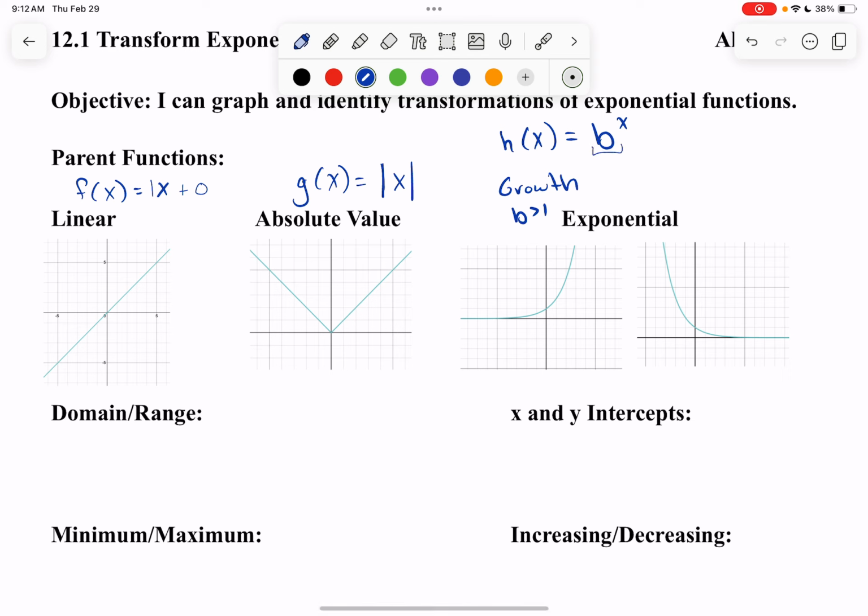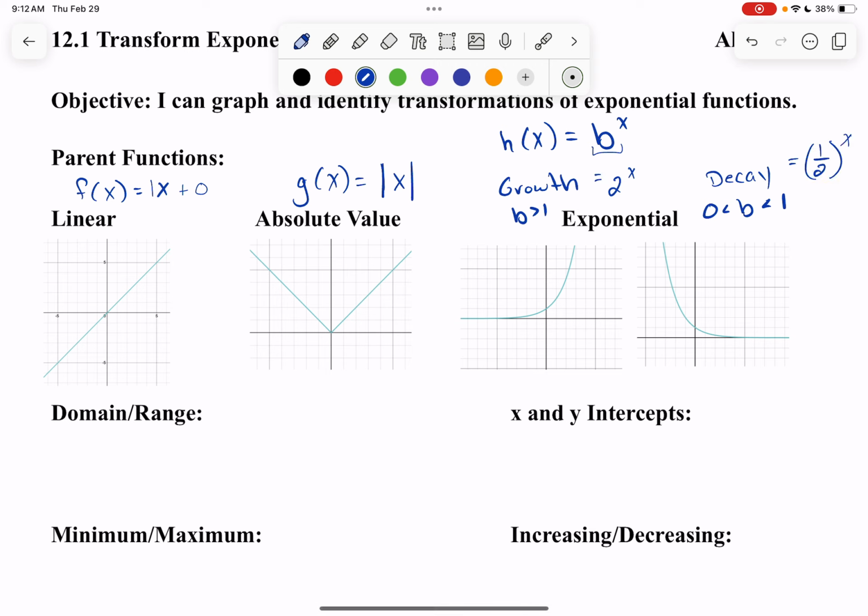But this b could be a lot of different numbers. So depending on what that b is, if that b is larger than 1, we would have a growth, which is going to look like this function right here. And if our b is less than 1, we would have that decay. If b is less than 1 but bigger than 0, so for example, a growth would be 2 to the x. The decay would be like 1/2 to the x.